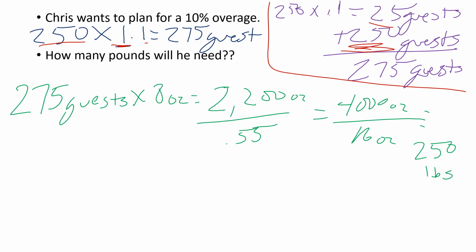Okay? So we have 275 guests times our 8-ounce serving gives us our 2,200 ounces. That is 2,200 ounces that we need to actually slice up and serve. That's why we have to apply that yield factor, because then you're going to have shrinkage. We're going to lose product. And so if we didn't use that yield factor, then we would come up way short.